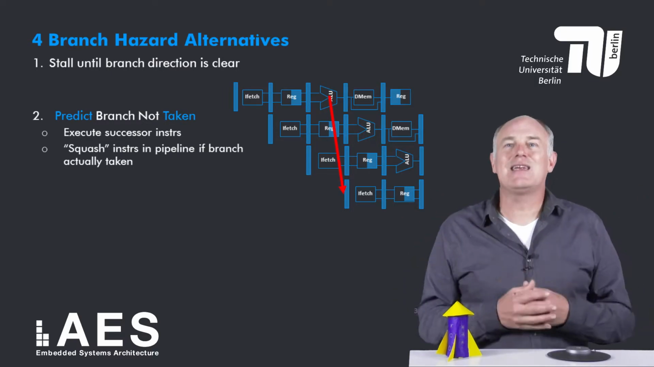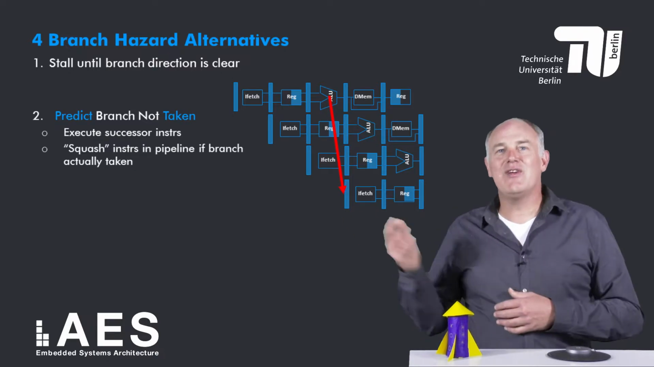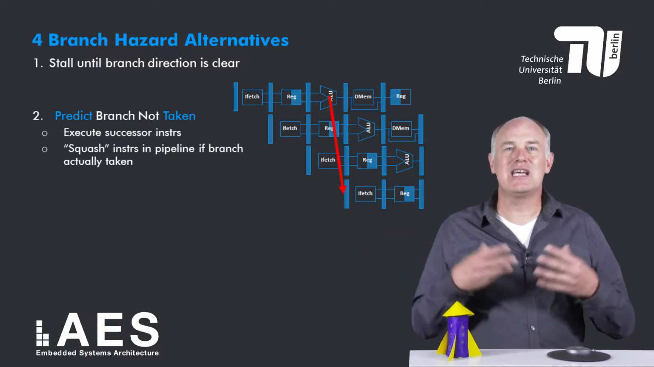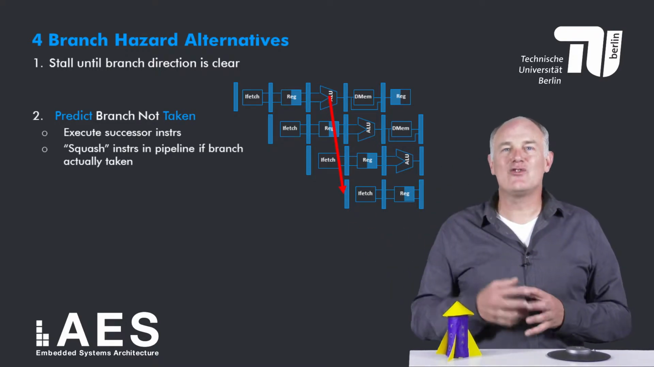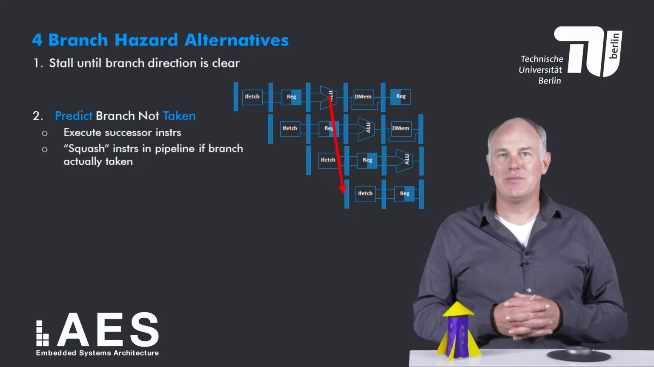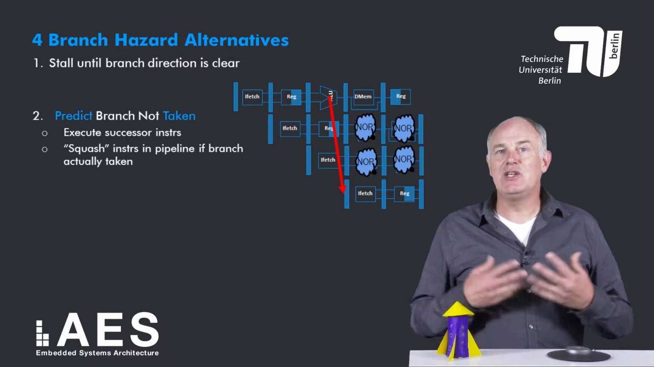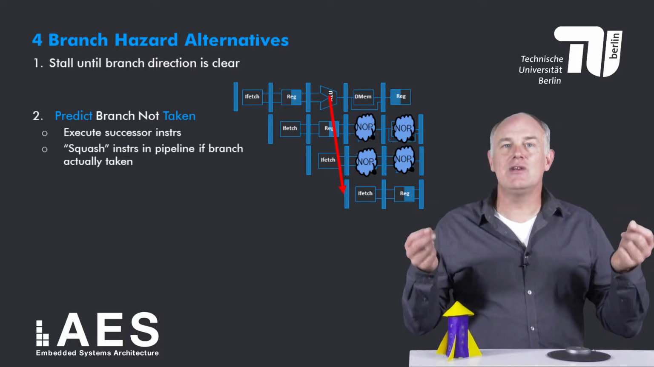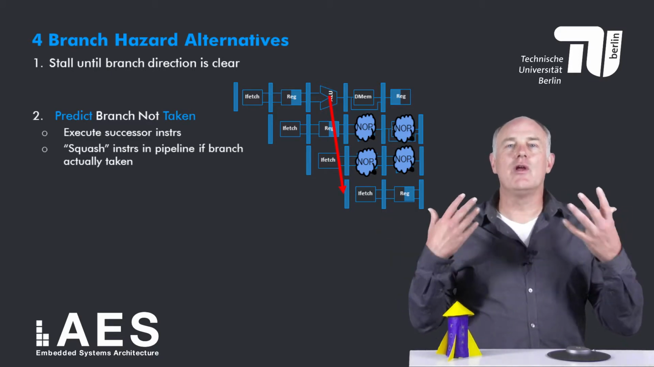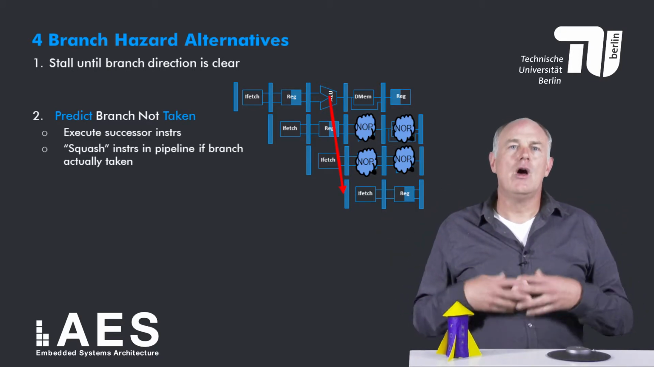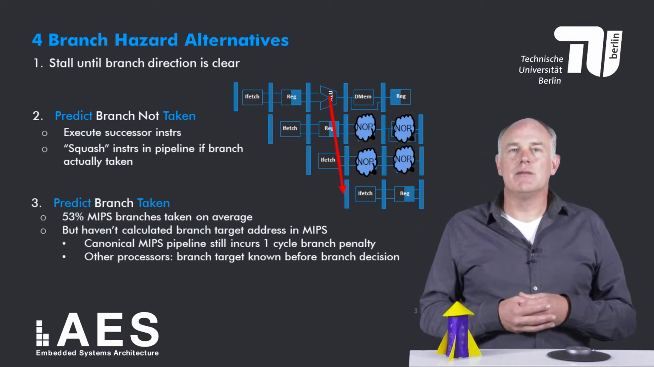The option to predict that the branch will not be taken is illustrated in this figure. In this figure, I assume that branch execution takes place in the execute stage. So when the branch is executed, 2 instructions have already entered the pipeline. If the branch is taken, these 2 instructions need to be squashed, meaning they have to be turned into no operations, very similar to the nop that should occur after the load in a load use hazard. On average, slightly more branches are taken than not taken.